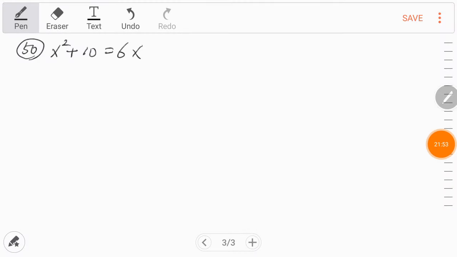Okay, this exercise, 6x is on the right side. So what we do is make the two variable terms on one side and move the constant to the right side of the equation. So x squared minus 6x equals, give some space, negative 10. And since the leading coefficient is 1, we don't have to divide anything.